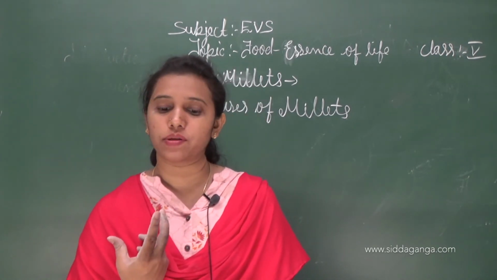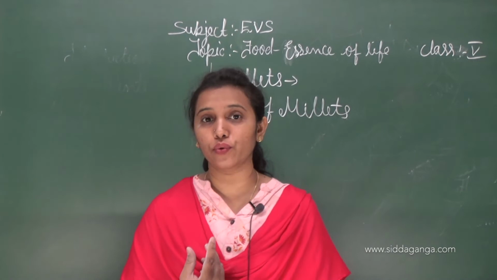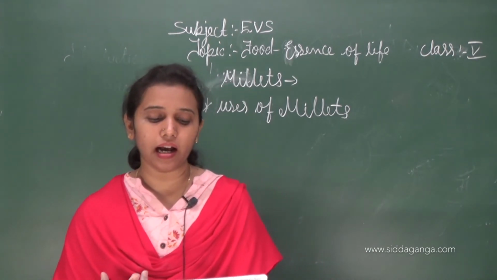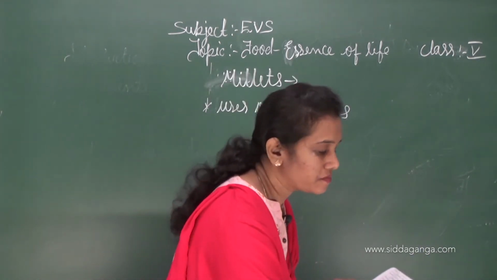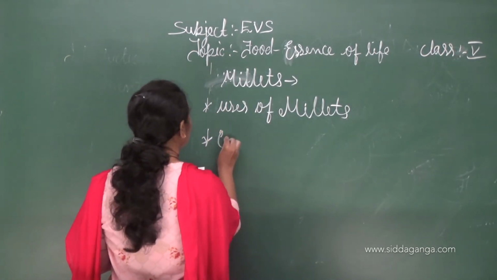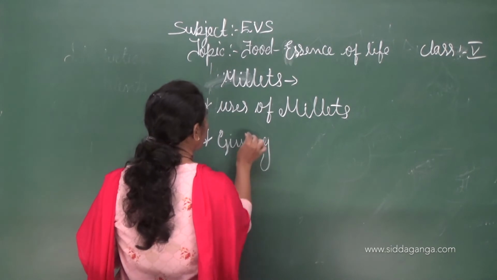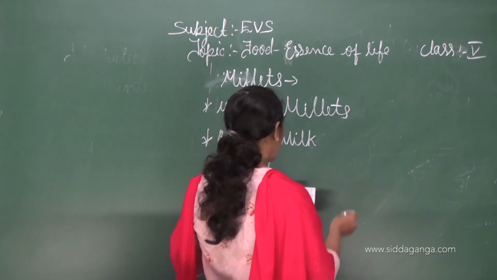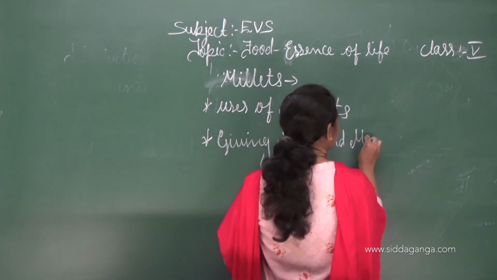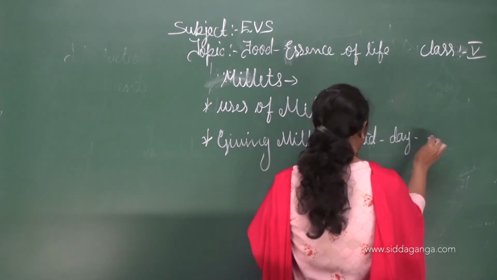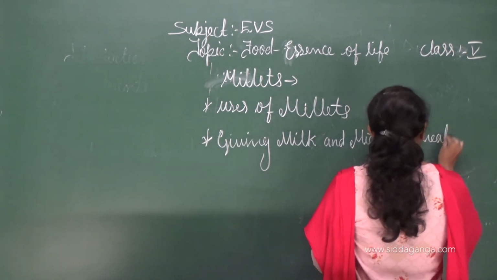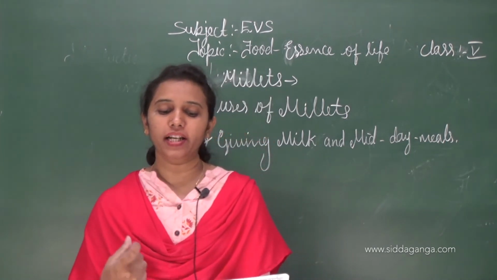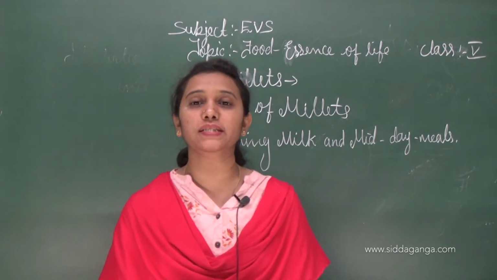The government has taken steps to ensure availability of food for all people. For example, some steps taken by the government are giving milk and midday meals to students in schools. Some of you might be getting milk and midday meals in government school, isn't it?